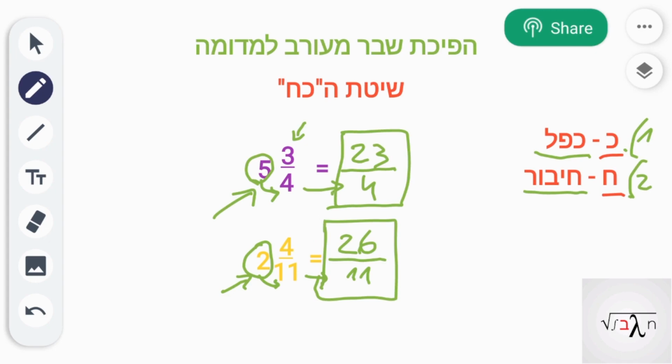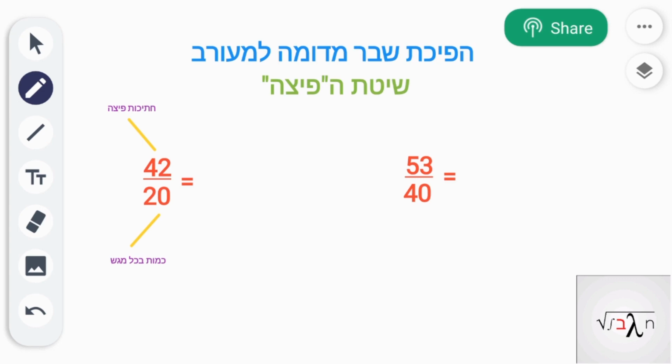And that's the method. What happens when we need to do the opposite operation, converting an improper fraction into a mixed number? So we'll go back to the pizza method we've learned in the last video. I know that the denominator is the amount of slices that are on every tray, and the numerator is the amount of slices in total. Let's convert this fraction 42/20. I know that I have 42 slices of pizza, but only 20 slices can fit in one tray of pizza. How many full trays of pizza would I have?